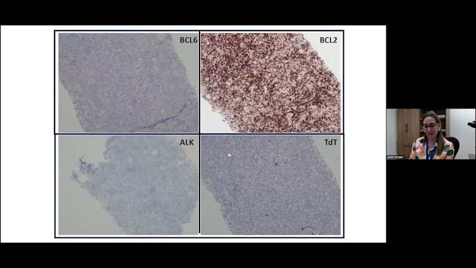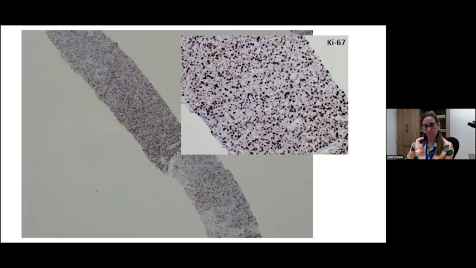Furthermore, BCL6 and CD10, which is not shown on the screen, are negative. ALK is negative and TDT is negative, but BCL2 is positive on the majority of the T cells. Ki67 showed a slightly high proliferative index of about 30 up to 40%.